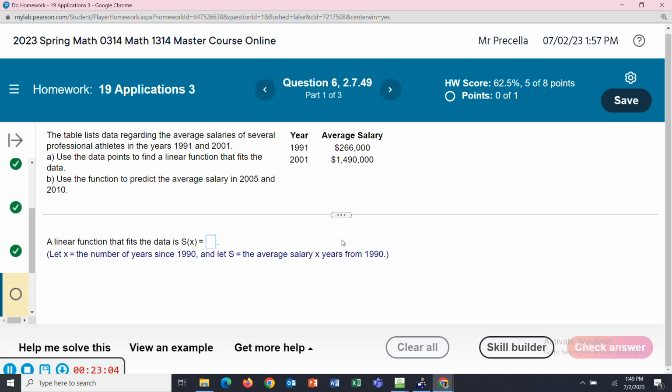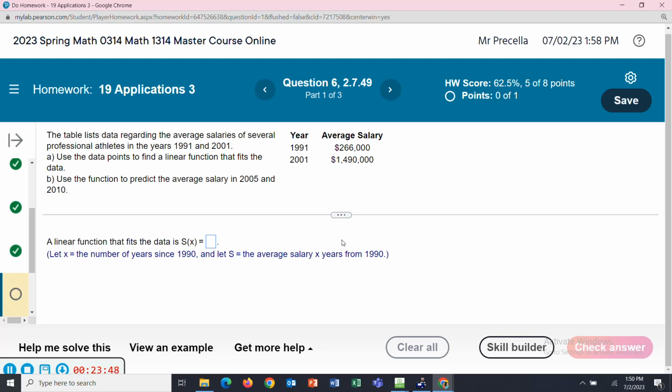The table lists data regarding the average salaries of several professional athletes in the years 1991 and 2001. In 1991, the average salary was $266,000. 10 years later, the average salary is $1,490,000 per day. Use the data points to find a linear function that models the data. Part B, use the function to predict the average salary in 2005 and 2010.